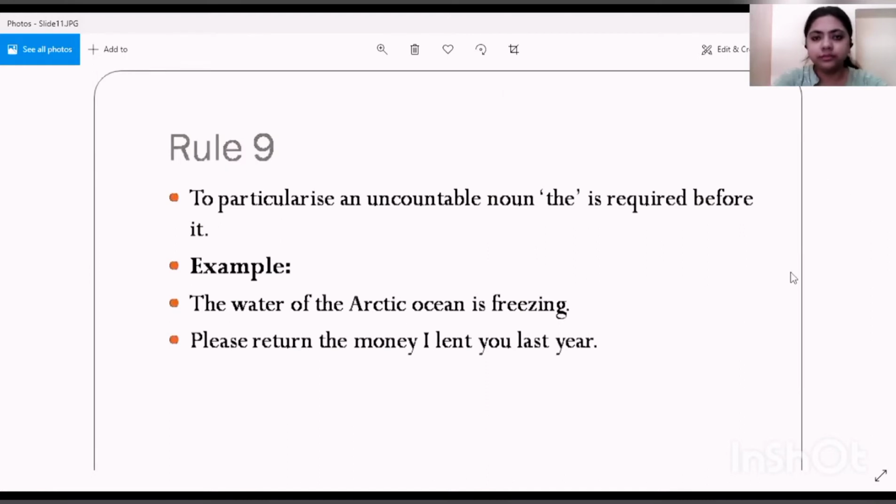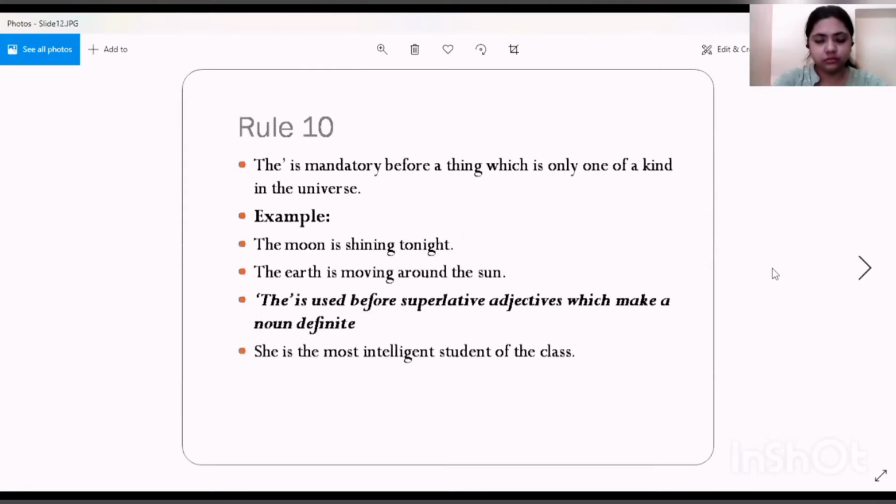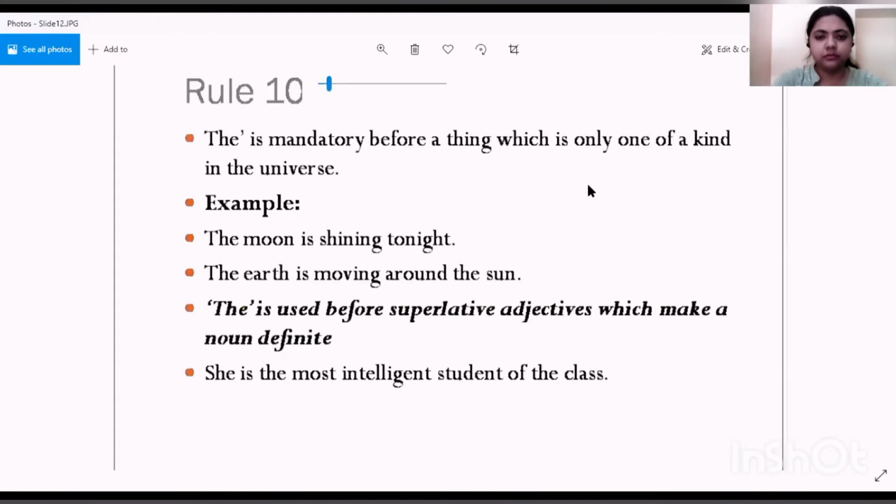Moving on to the next rule, rule 10. What does rule 10 tell us? The is mandatory before a thing which is only one of a kind in the universe.